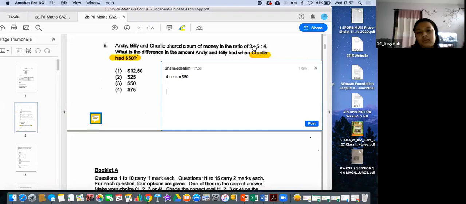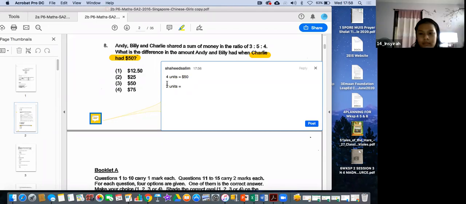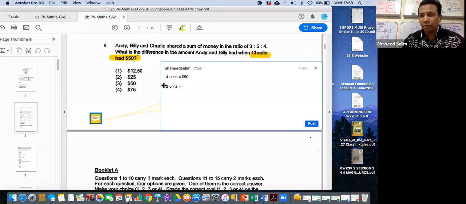2. Good. Now, I'm going to show you a shortcut. 2 units is how much? 4 units is $50. 2 units is? You can go straight. 4 divided by what to get 2? 4 divided by 2 gets 2, as you see your cousin doing. So you divide by 2 to get 25.